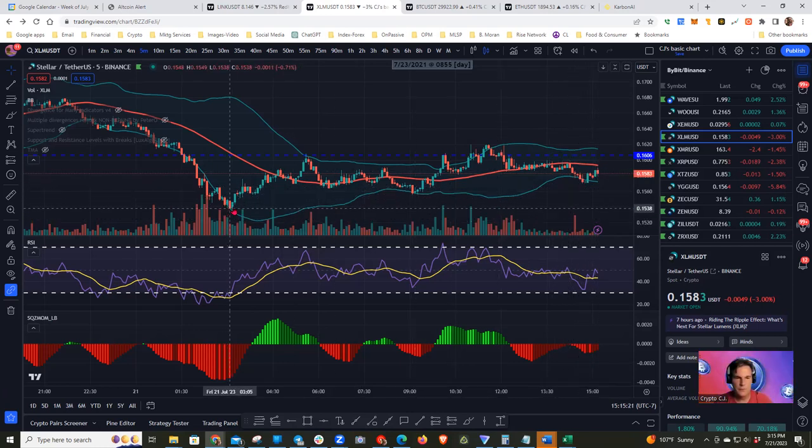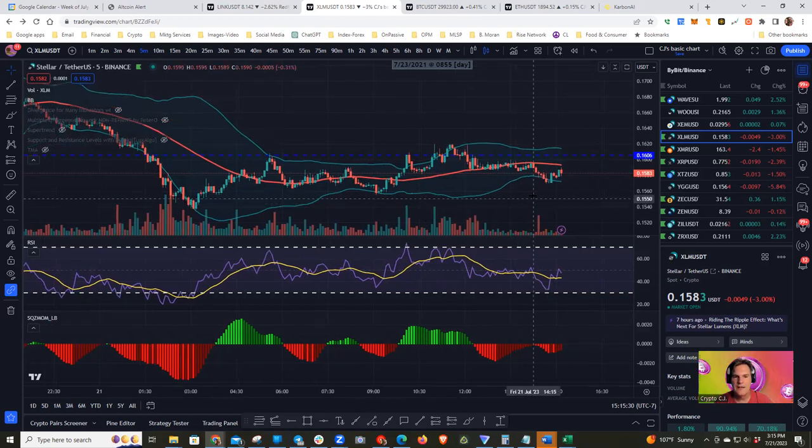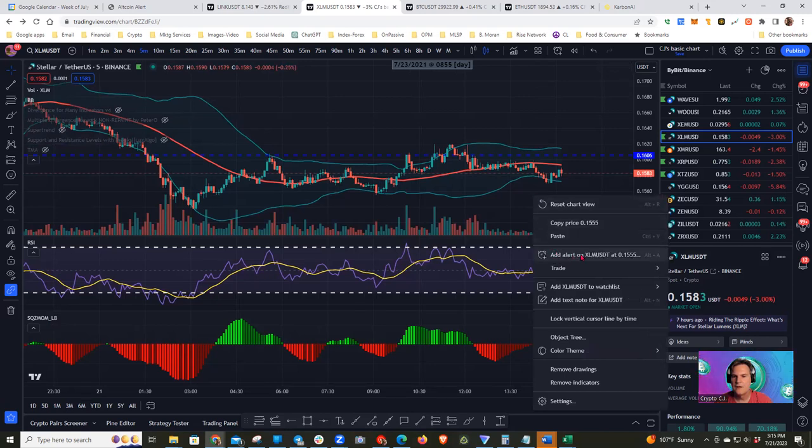Do you see some support in the short term? Here around 1550, 1540. So you could put a price alert here and try to catch that. If it dips down, you right click here, add an alert.